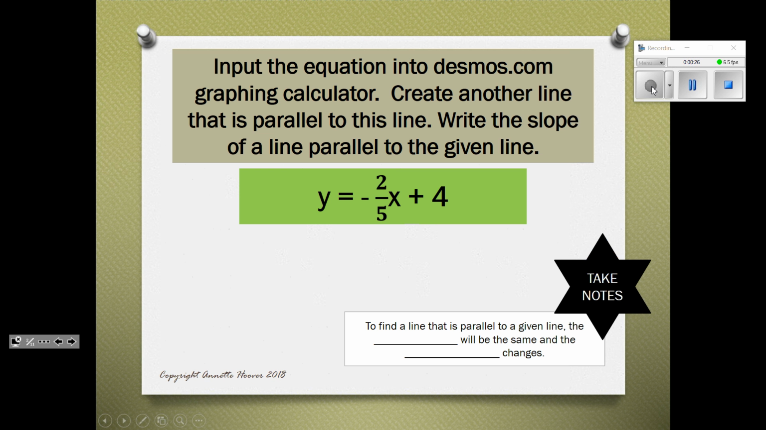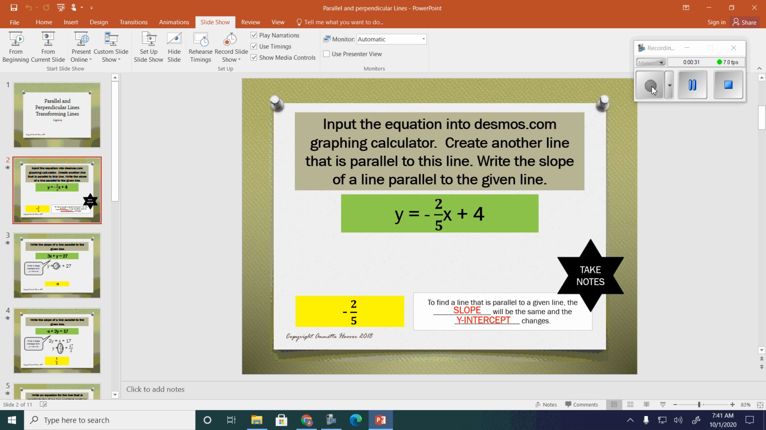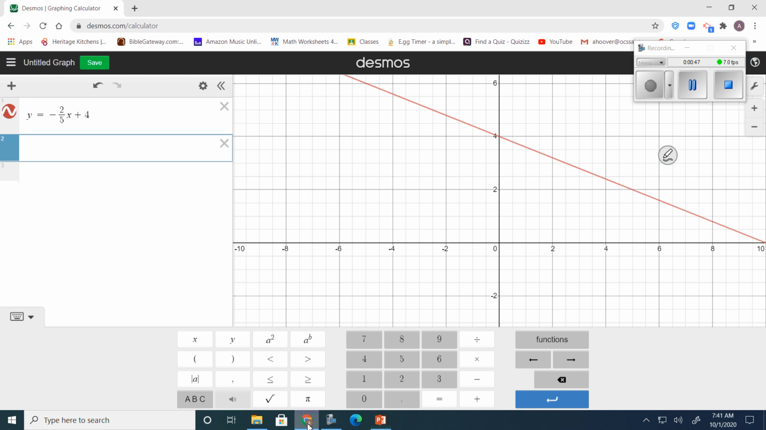Okay, so first we're going to look at a website. I'm going to escape out of this for just a minute and pull up a website. I'm going to use this equation right here, y equals negative 2/5 x plus 4, and put it into a website called desmos.com, and here it is. It's a graphing calculator. I've already typed in the equation, y equals negative 2/5 x plus 4, and you will see on the graph that it is graphed for you.